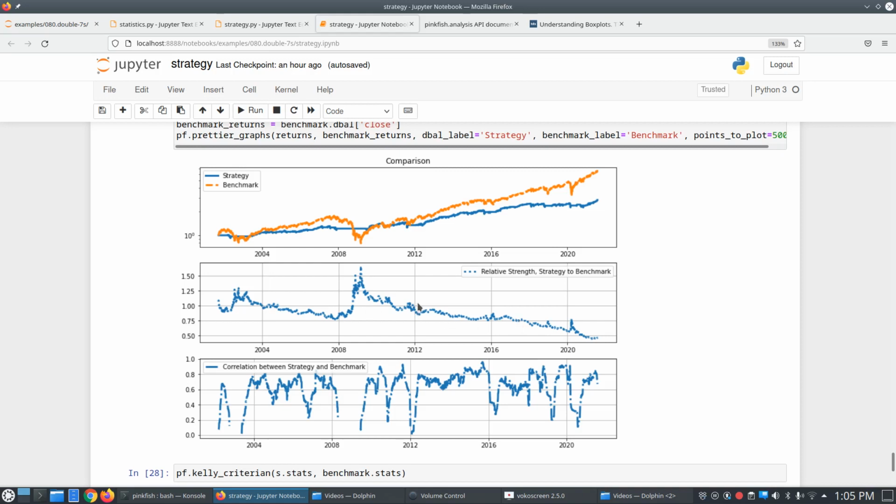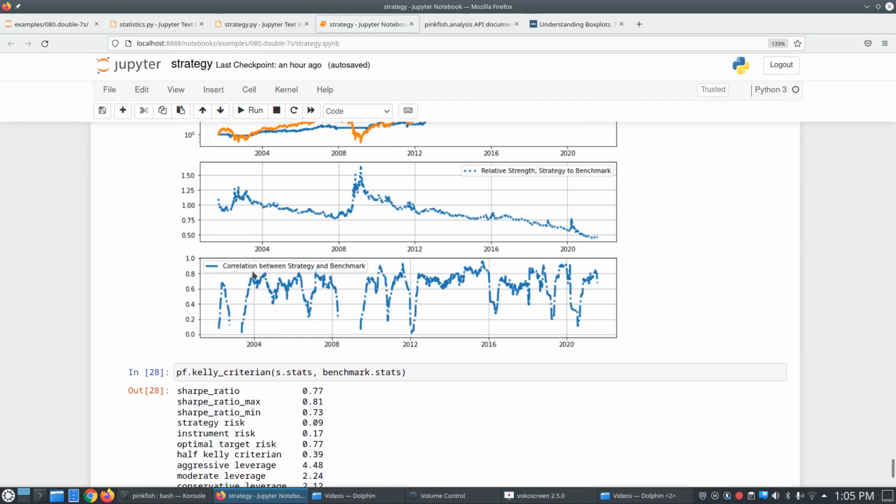It's actually, of late, underperformed the benchmark. So, yeah. Now, this is on returns only. Okay, that's all we're looking at here is returns.